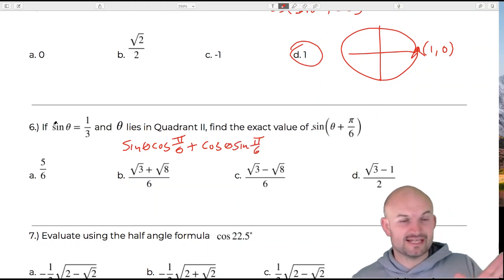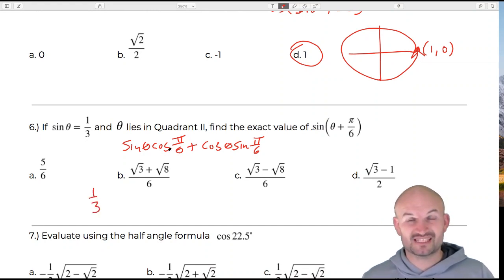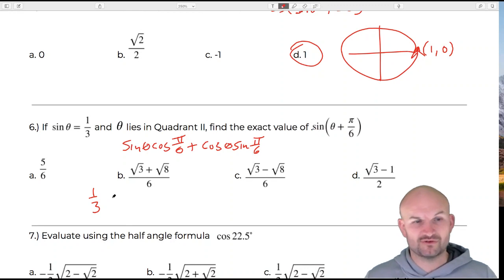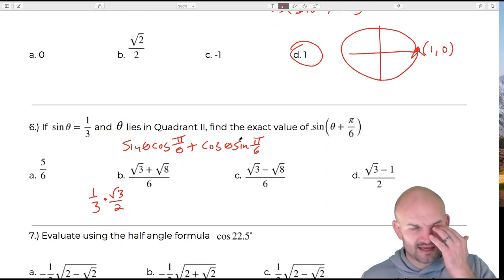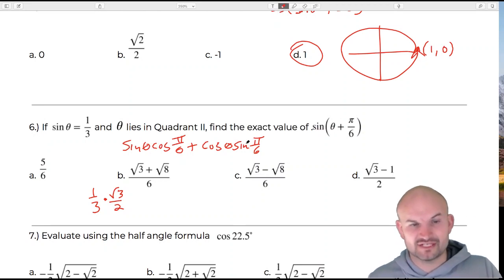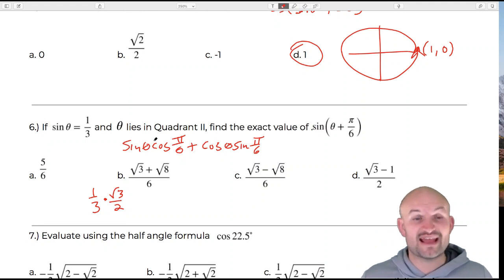Okay, so we know the sine of theta is 1/3, right? So that's going to be 1/3. We know the cosine of pi over 6 per the unit circle, that's going to be square root of 3 over 2. We do not know what the cosine of theta is, and so we can figure that one out. And then we need the sine of pi over 6, which is 1/2. So let's figure out what the cosine of theta is.